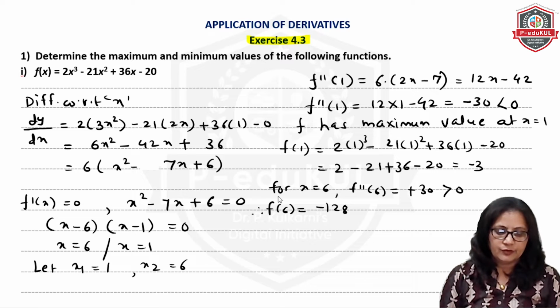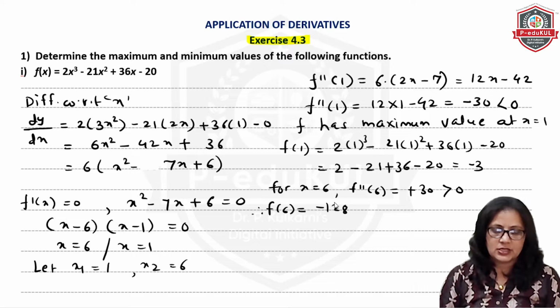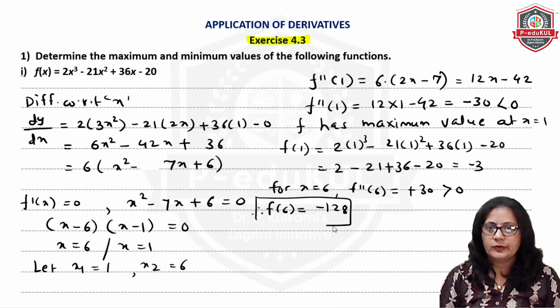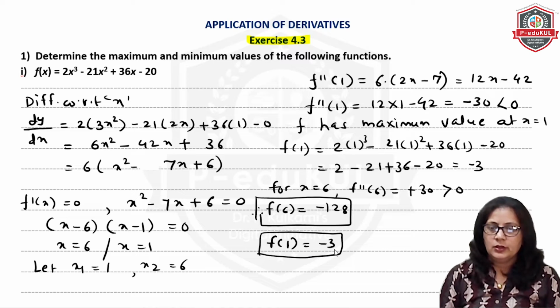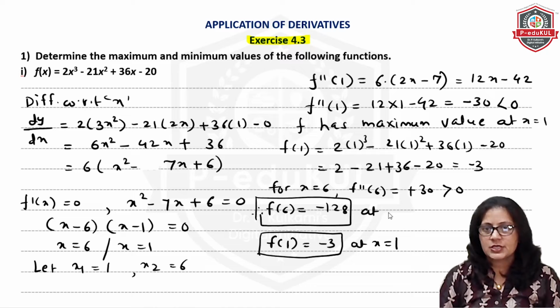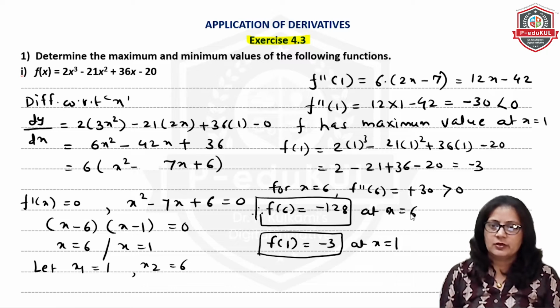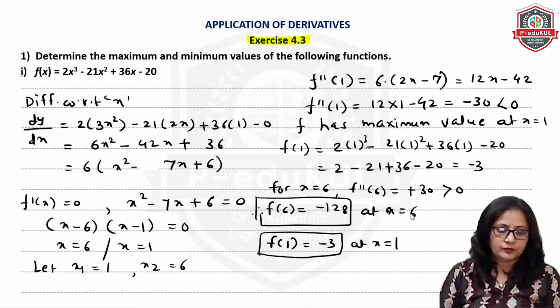Right. So what we can say is that the function has maximum value minus 3 at x is equal to 1 and minimum value minus 128 at x is equal to 6. So that we will write at the end of the statement. These are the values we are getting. f of 1 is equal to minus 3 at x is equal to 1 and f of 6 is equal to minus 128 at x is equal to 6. That's it.